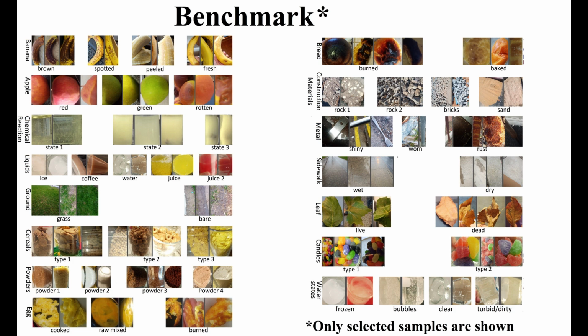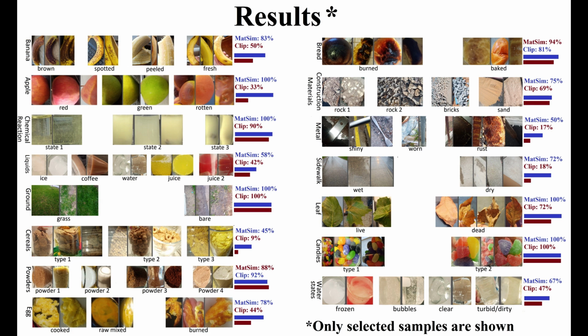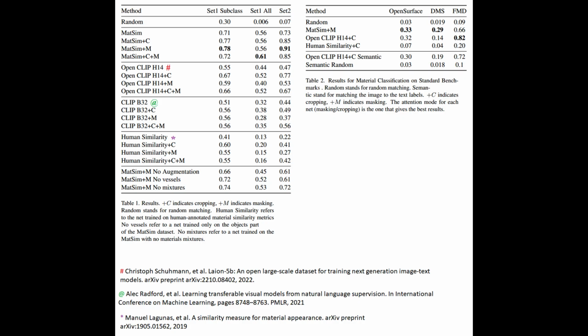We use the benchmark to evaluate the net trained on the MatSim dataset, as well as a pre-trained CLIP model. While both achieve good results, the MatSim-trained net significantly outperformed the best available CLIP model. We also test the net on standard materials datasets like DMS and Open Surface by testing its ability to match materials of the same class. The MatSim-trained net again achieves good accuracy, suggesting it learned to generalize beyond its core task.